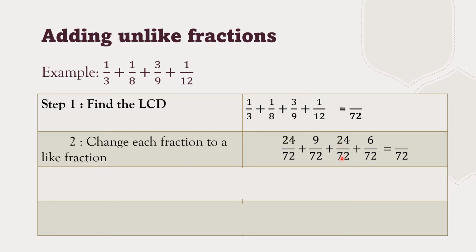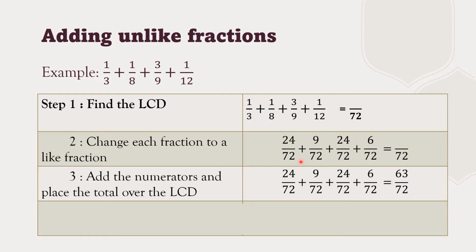So we have here 24 over 72. And last, 72 divided by 12 is 6 times 1 is 6. So we have here 6 over 72. So now they are like fractions. We can now add our numerators and place our total over the LCD. So 24 plus 9 plus 24 plus 6 is equal to 63.